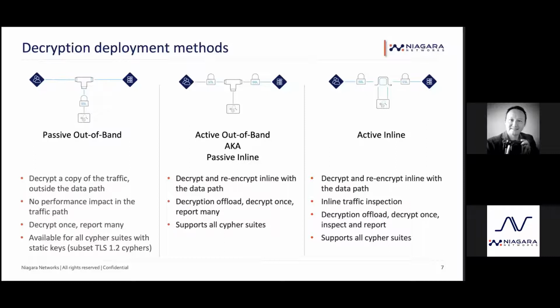For any of the other encryption schemes, so the ephemeral keys in TLS 1.2 or full TLS 1.3, we need to use a man-in-the-middle technique. And that's where we have the second one. It is called active out of band or passive inline. And that's the middle one. And in these two, you already see that there are actually two encryption engines, or two parts of the encryption engine. One on the server side and one on the client side.